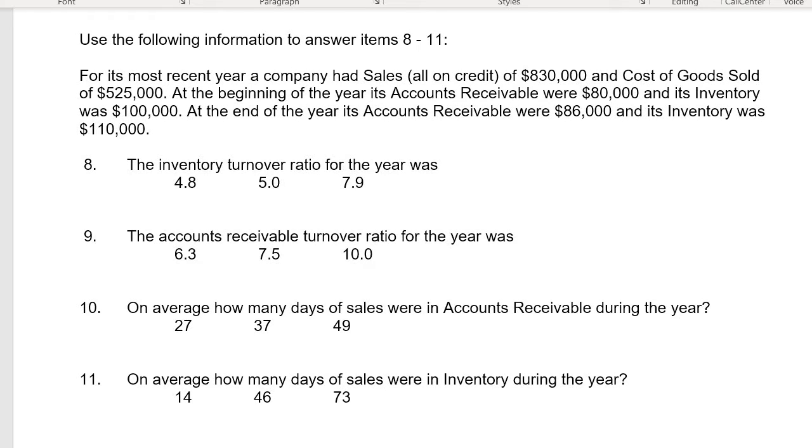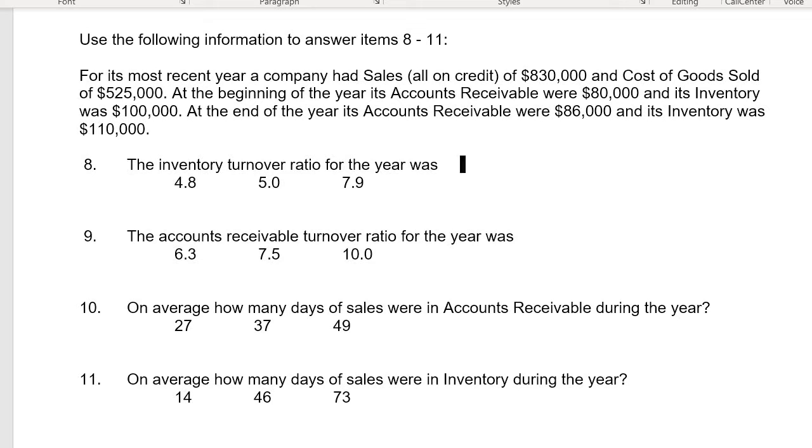Okay, for this section, we're going to talk about inventory and accounts receivable turnover. So, number 8, what's the inventory turnover ratio for the year? Well, we know the inventory turnover ratio is going to be the cost of goods sold divided by the average inventory. Cost of goods sold divided by average inventory.